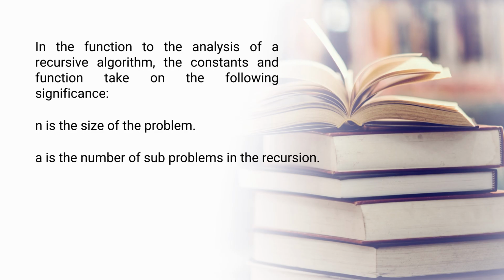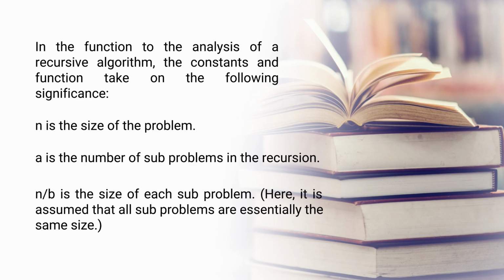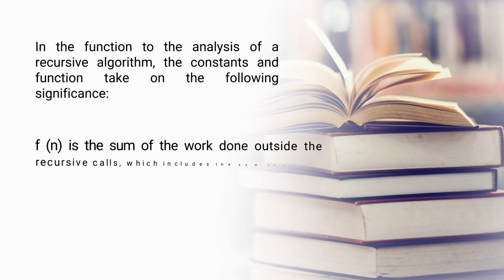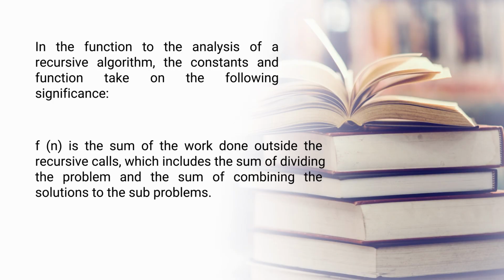So, A is the number of subproblems in the recursion, n by b is the size of the subproblem, because in the example of merge sort, when we write 2 into T n by 2, that means each subproblem has size n by 2 and the number of subproblems, that is A, is 2. So, in merge sort, every subproblem has size n by 2 and the number of subproblems is 2. 2 into T n by 2 means that, and F n is the sum of the work done outside the recursive call.